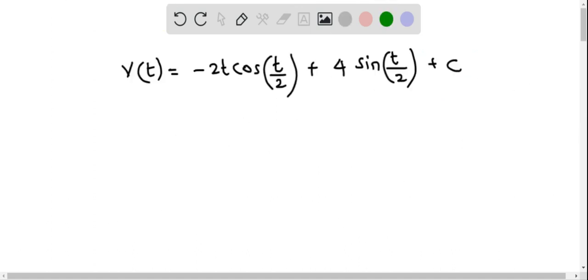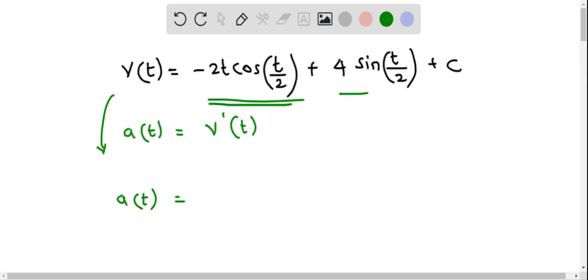Now we will find the acceleration function. So we know that the acceleration function is the derivative of the velocity function, that is v prime of t. So basically we have to find the derivative of this function v of t. So I can write down a of t, and this equals the derivative of this expression as well as this expression and this constant. So let's do one by one. Let's find the derivative of this expression.